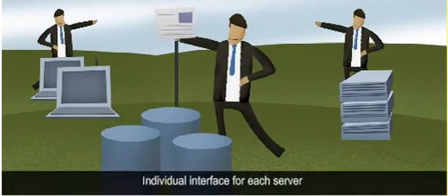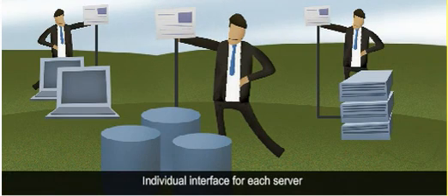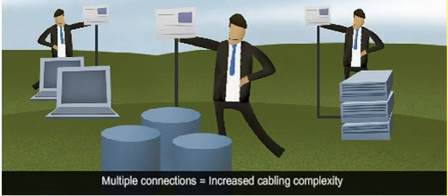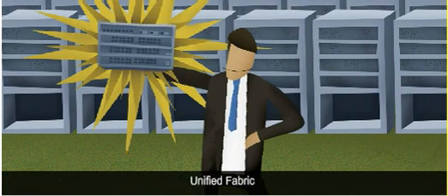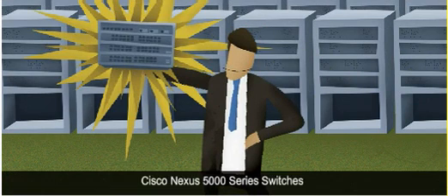In Verlingo's existing system, each server has individual interfaces. The resulting cabling for multiple LAN and SAN connections leads to increased cabling complexity. The solution is Cisco's Unified Network Fabric, supported by Cisco Nexus 5000 series switches.